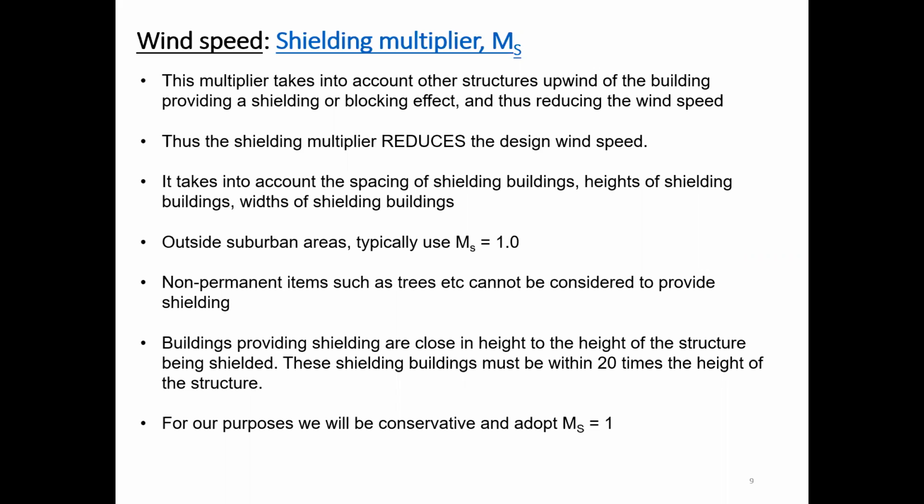For the purposes of this course, because we're just skimming the surface, we will be conservative and adopt Ms equals 1. If we adopt 1, we're being conservative because we're not reducing the wind speed. The shielding multiplier obviously reduces the wind speed, but conservative means we'll take a more careful approach, and we'll just use Ms equals 1.